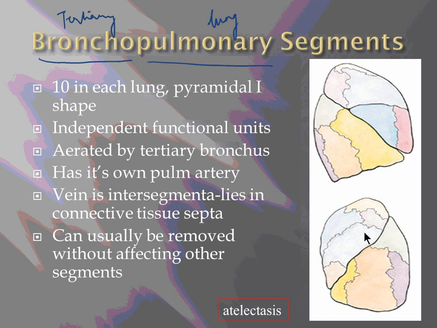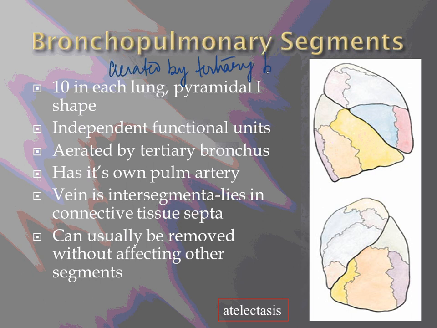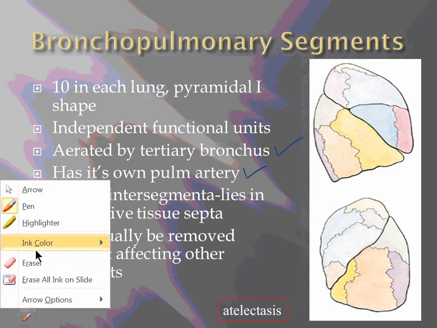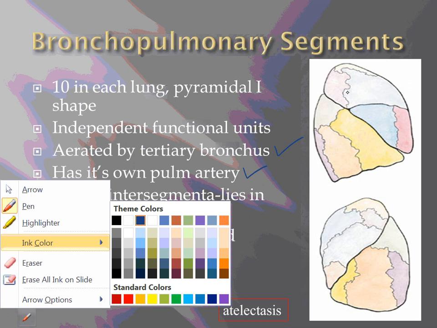So we often say a bronchopulmonary segment is aerated by a tertiary bronchus. Aerated means this is what is bringing air to it. So it's aerated by a tertiary bronchus. It has its own pulmonary artery. But the vein lies in between, intersegmental.